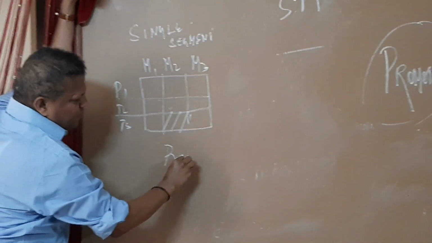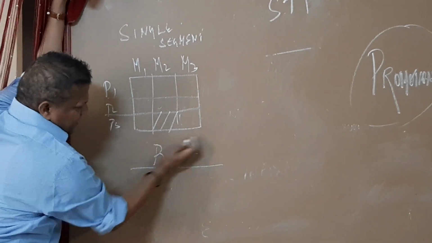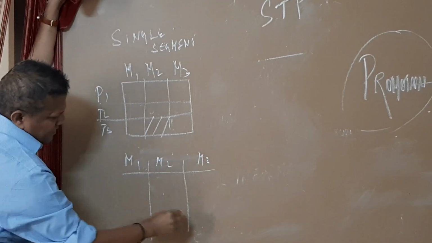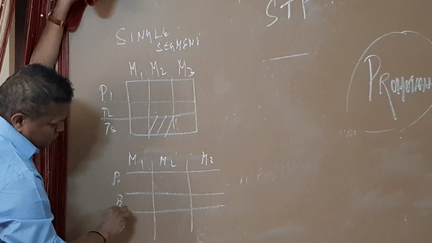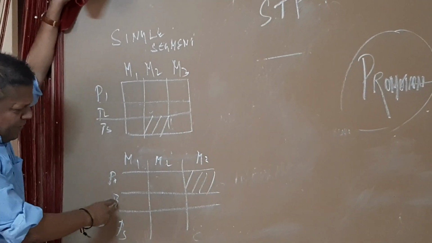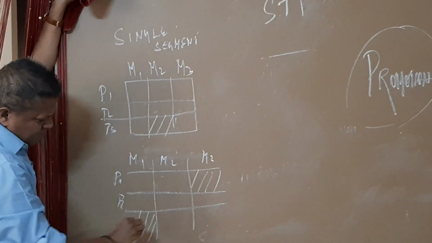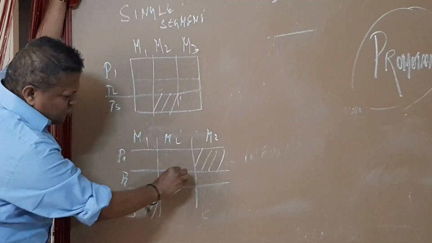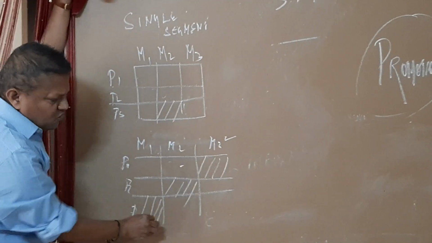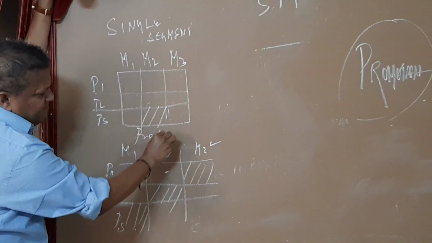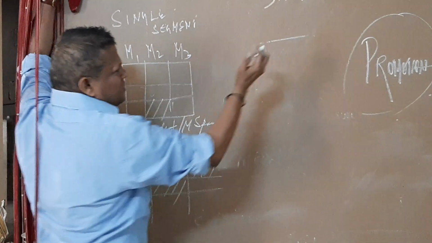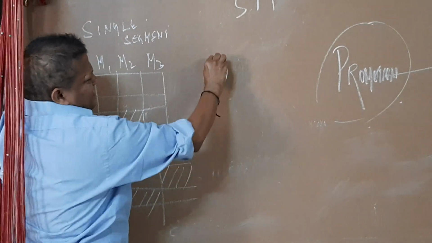Now you see that I am going for product market specialization. In product market specialization, you see M1, M2, M3 and P1, P2, P3. For example, I am specializing P1 in market 3, P2 in market 2, and P3 in market 1. This is called product market specialization.